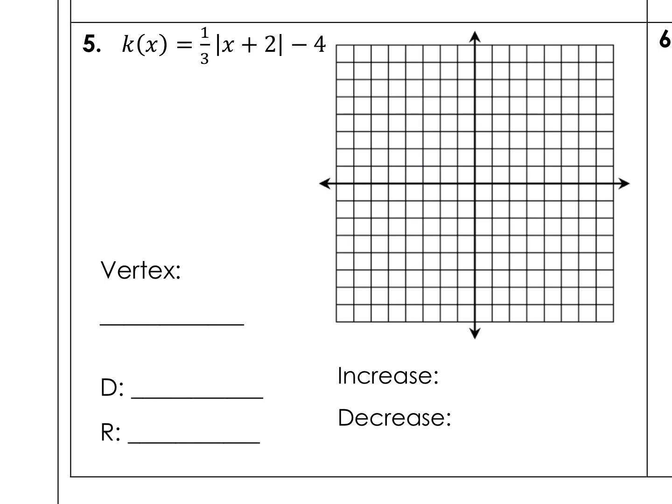There are 3 transformations. Can you figure out what the 3 are? Vertical something. There's a vertical shrink, yes, because it's less than 1. Vertical shrink by 1/3. Inside is a liar, so the 2 takes it left. Left 2, and then the 4 takes it down.